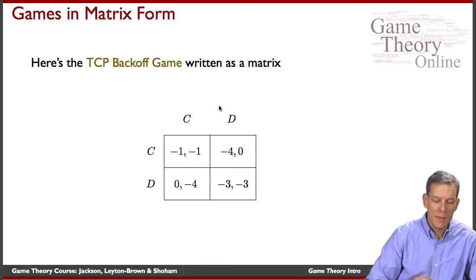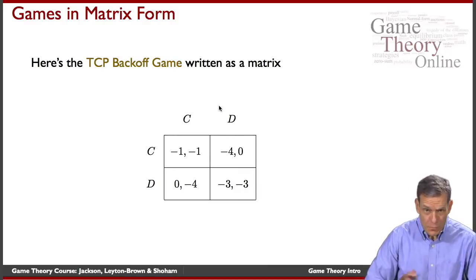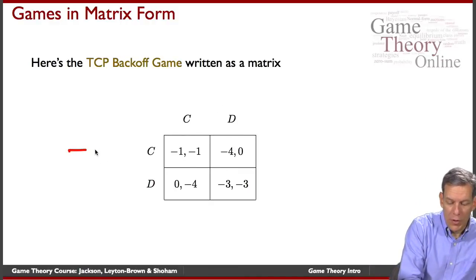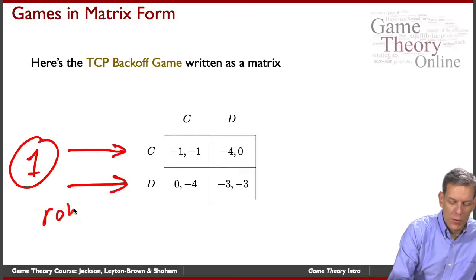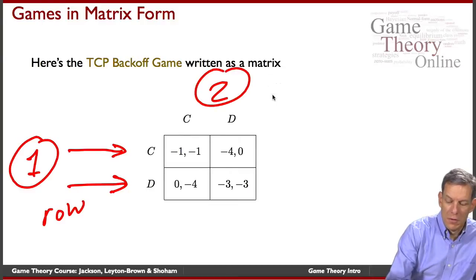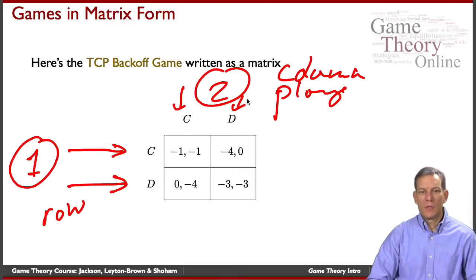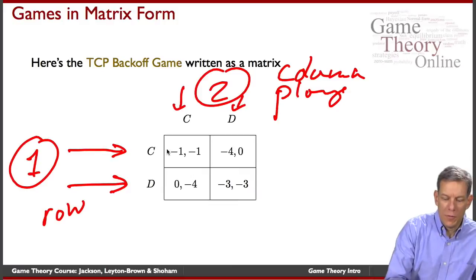So for instance, the TCP back-off game that was talked about in the earlier video can be written as a matrix as follows. So the row player, player one, can choose either C or D. So this is player one's choice, generally known as the row player. This is player two's, the column player. And they represent the choices that they have. And then inside the cells are the payoffs to the different players.